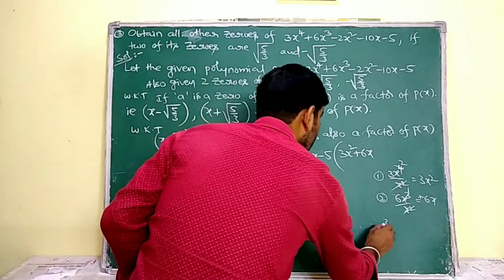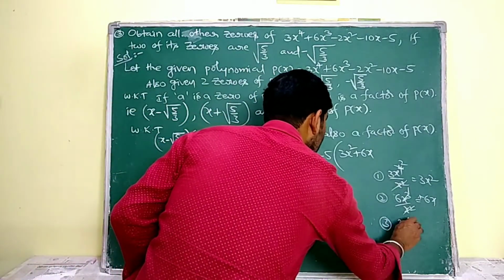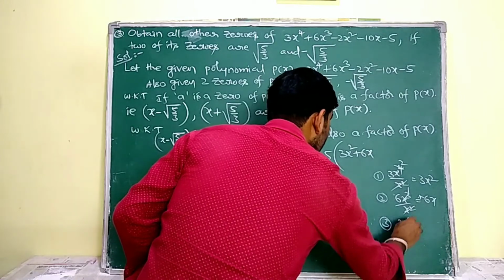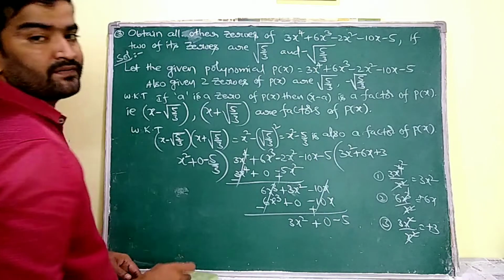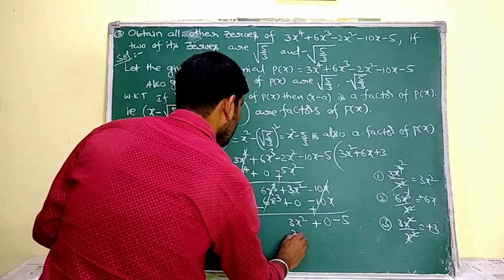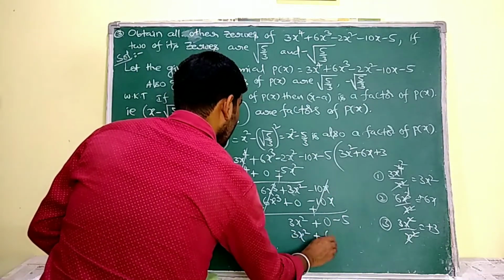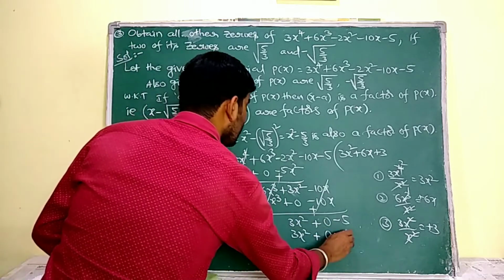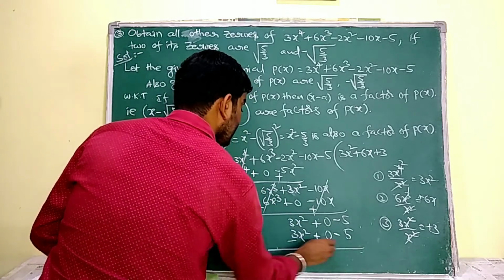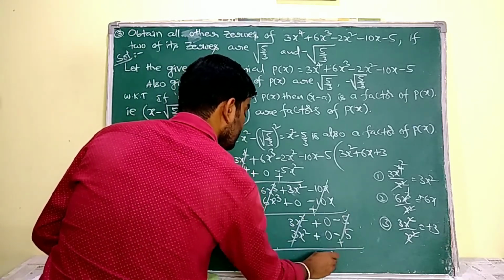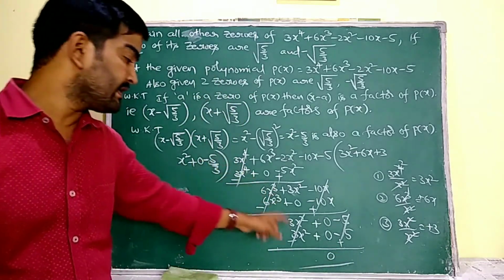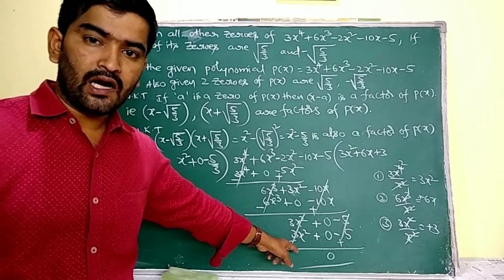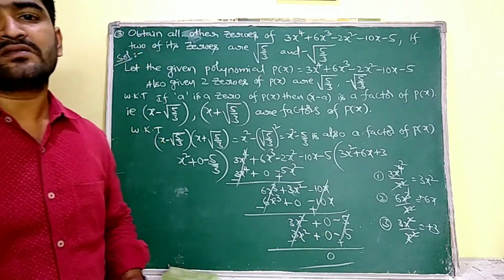To obtain the third term of the quotient, I have to divide 3x square by x square. That is plus 3, so plus 3 is my third term of the quotient. Plus 3 into x square is plus 3x square, and 3x square and 3x square are going to cancel, and it is minus 5, plus 0. As it is a factor of p(x), you must obtain the remainder value as 0.